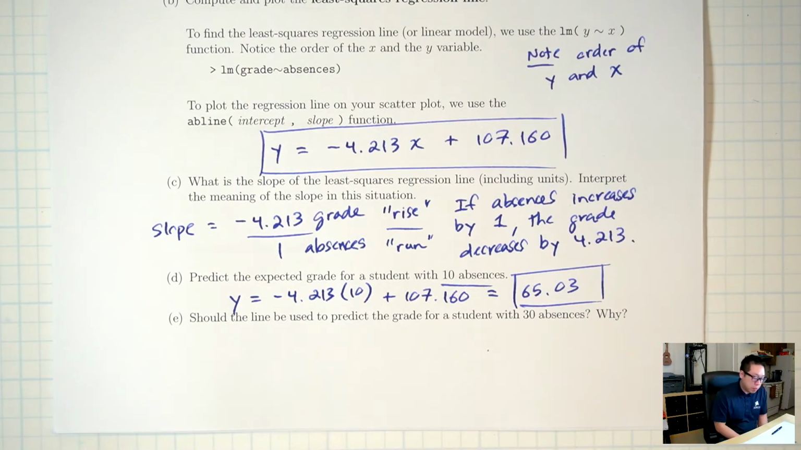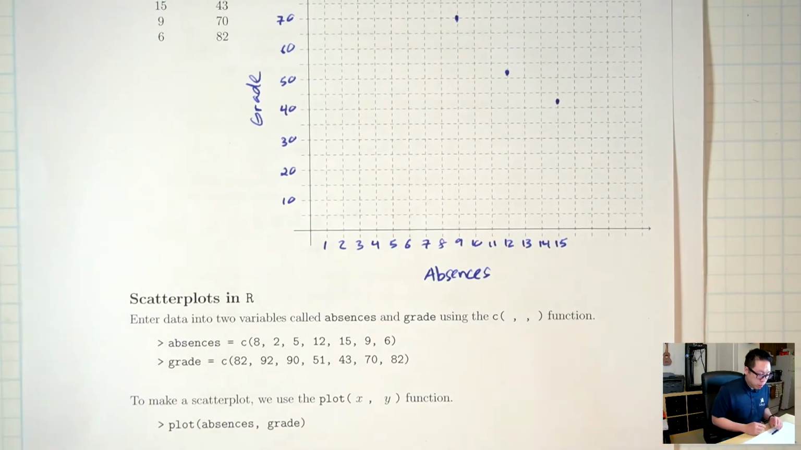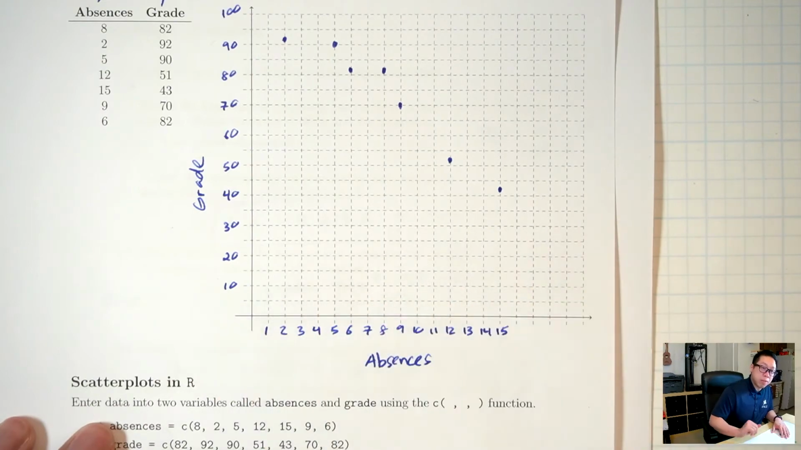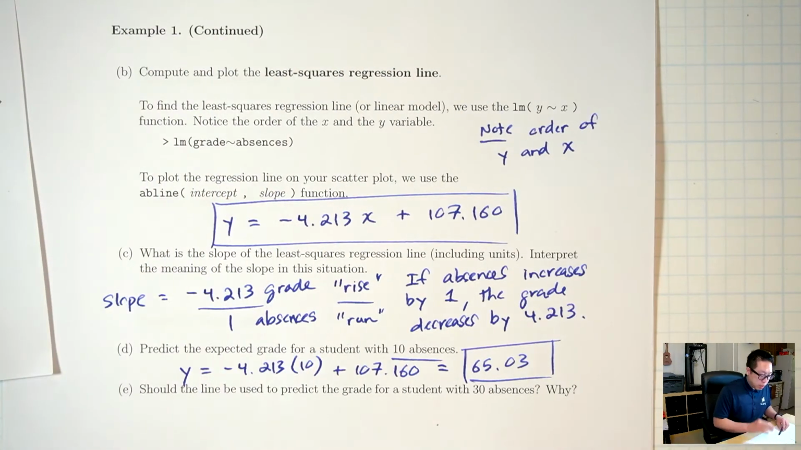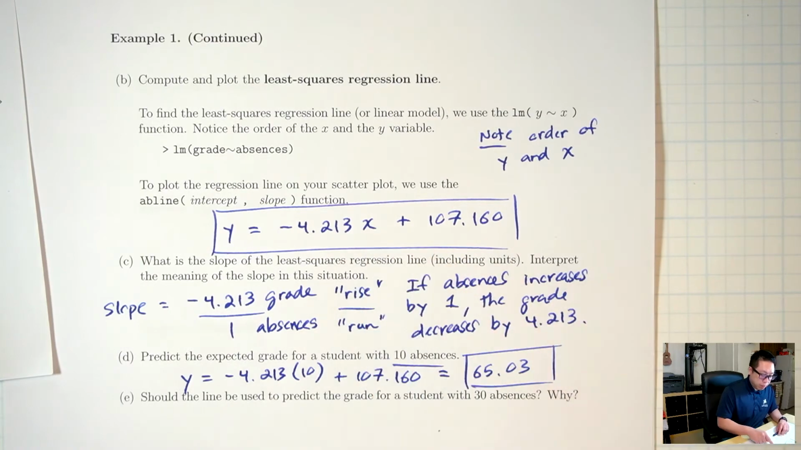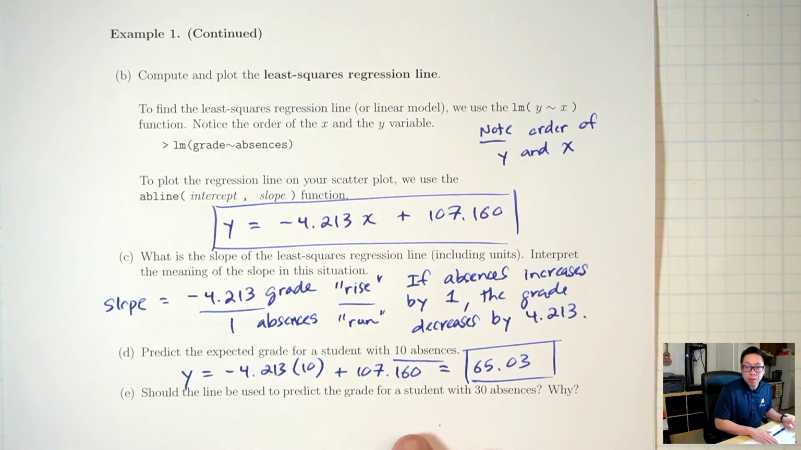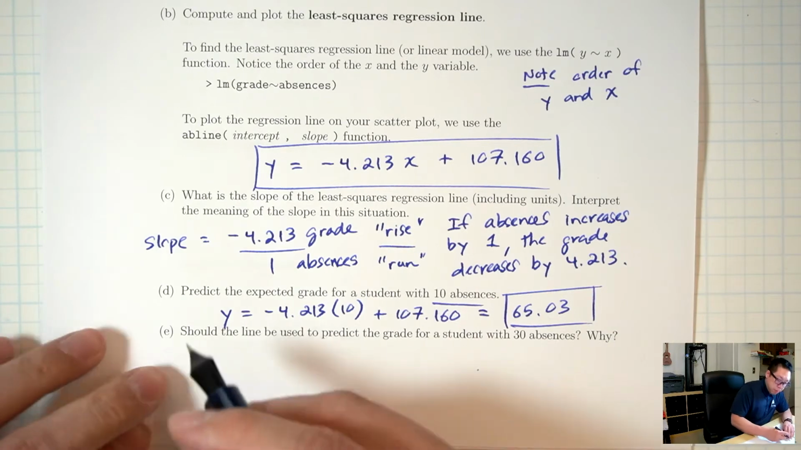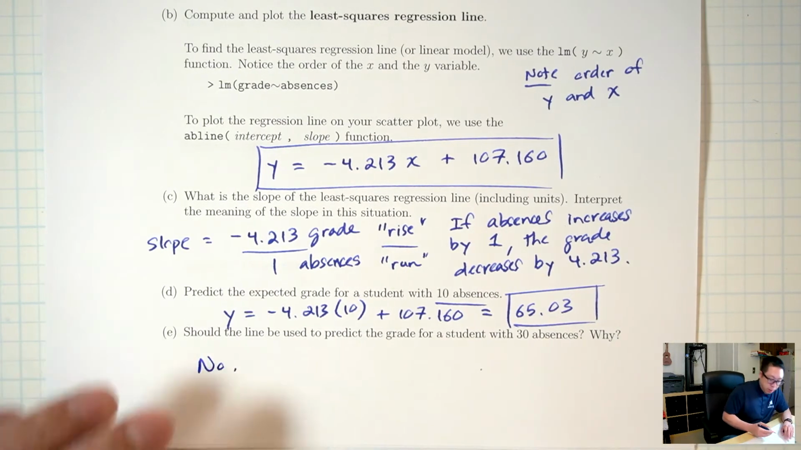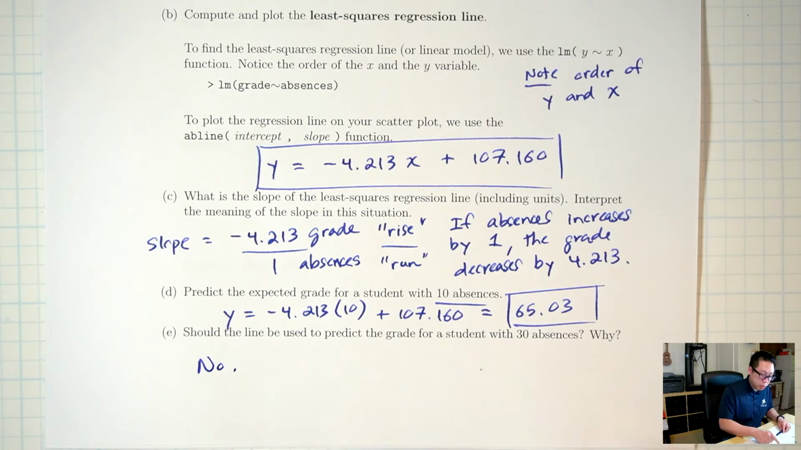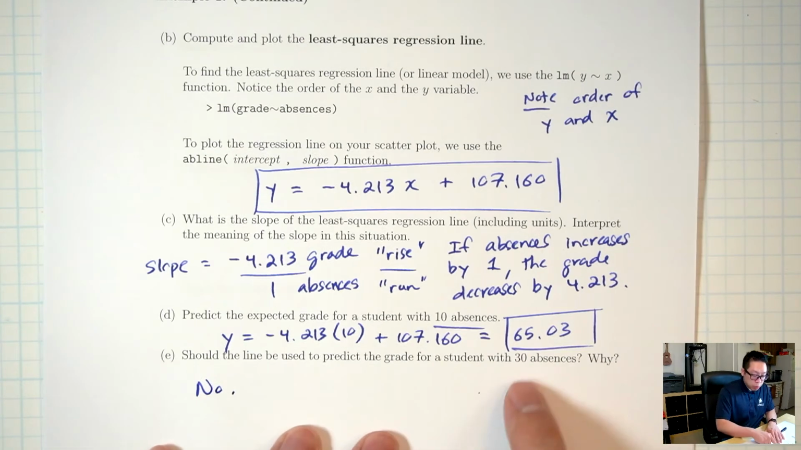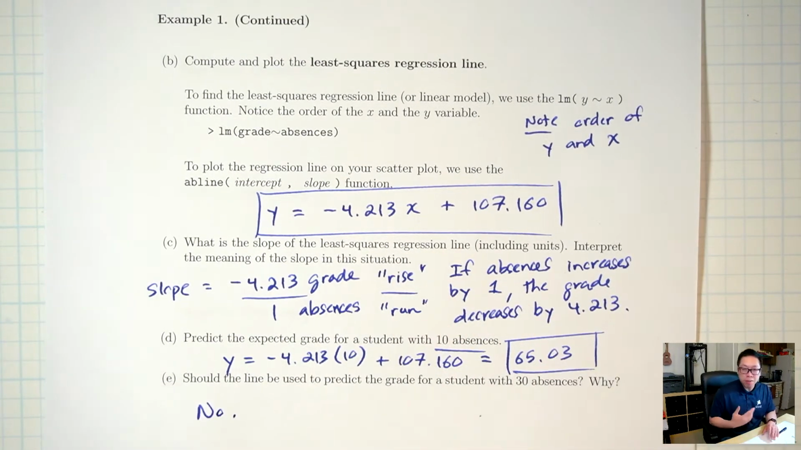Part E, should the line be used to predict the grade for a student with 30 absences? Why? Notice that our original data was from 1 to 15 absences. 30 absences would be way outside of our data. So typically, you don't want to use the equation for something that's way outside of our data because it could be inaccurate. So this is going to be a no. And why is because 30 is way outside of our original data. If you try to plug in 30 into our equation, I think you'll find that you get a negative score, which doesn't make sense in this case.